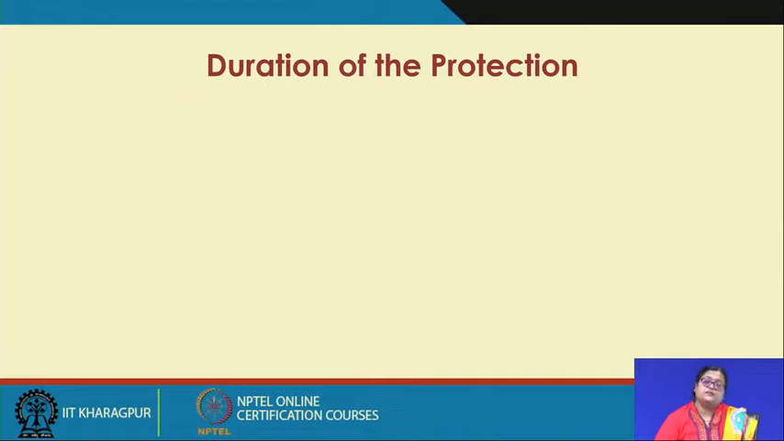Now, a very important part of discussion is about the duration of protection. In the earlier discussions we have seen that with copyright, there has to be a balance between the copyright granted and the time for which it is granted. So, what is the time frame for which it is granted, and for what type of things copyright can be granted. Here the duration of the protection is very important, and let us see what the Berne Convention tells about the duration.